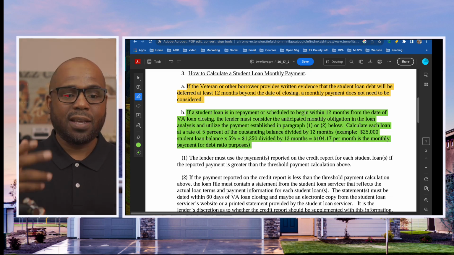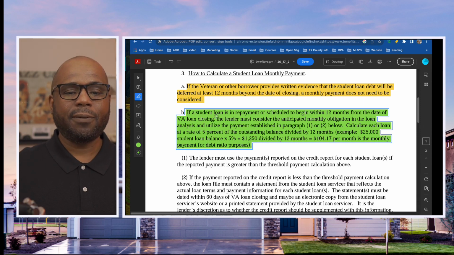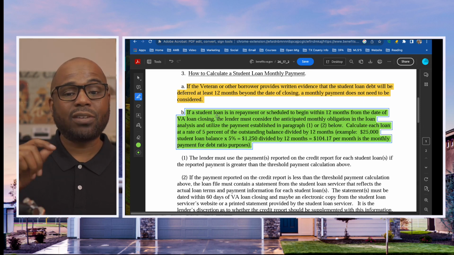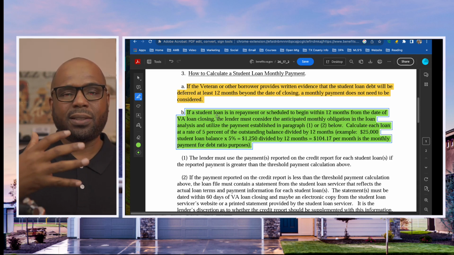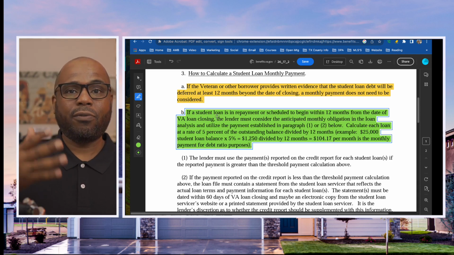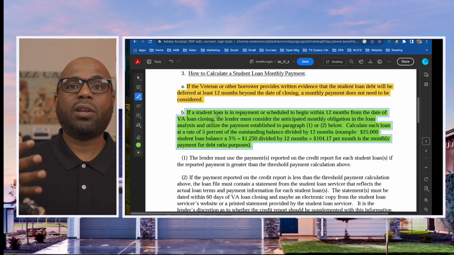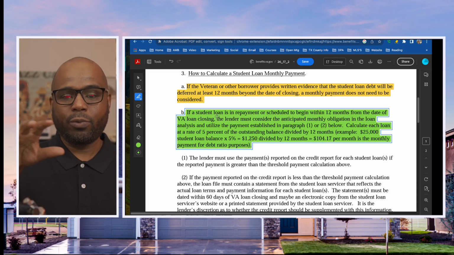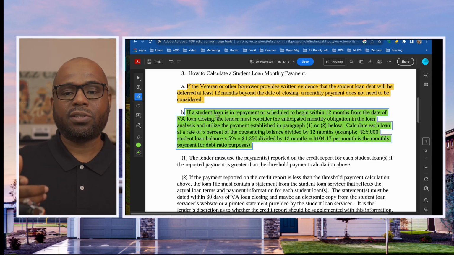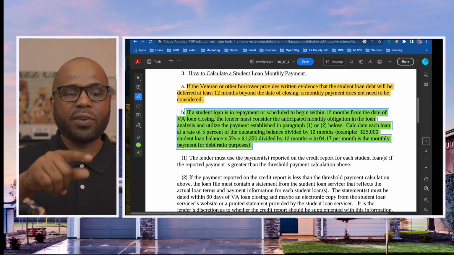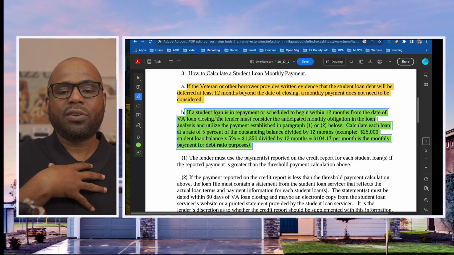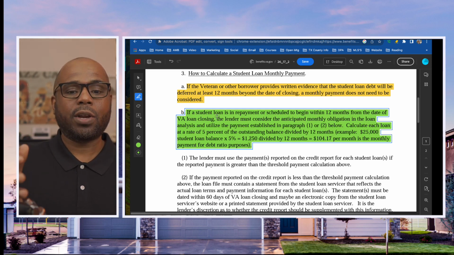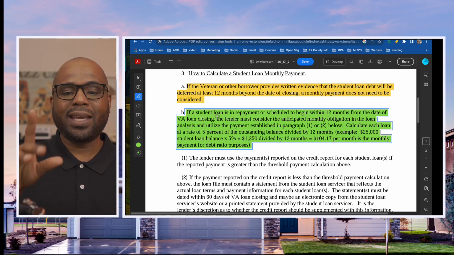Now, if not, we go to the green section here, B, and it says if a student loan repayment is scheduled to begin within those 12 months, you close 10/4/2023 and your student loan payment starts September 1, 2024, then we have to default to the following calculation. As of the date of the VA loan closing, we as lenders must anticipate the monthly obligation in your debt to income ratio. And the way we do that is below.